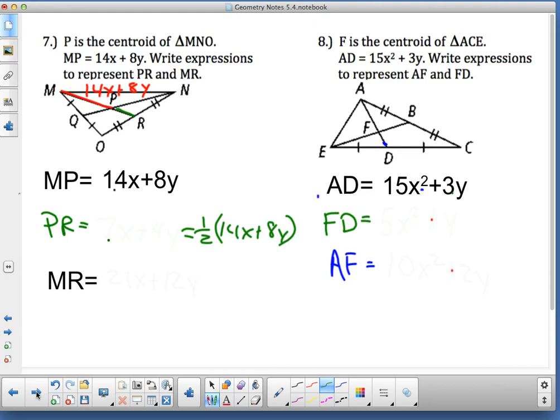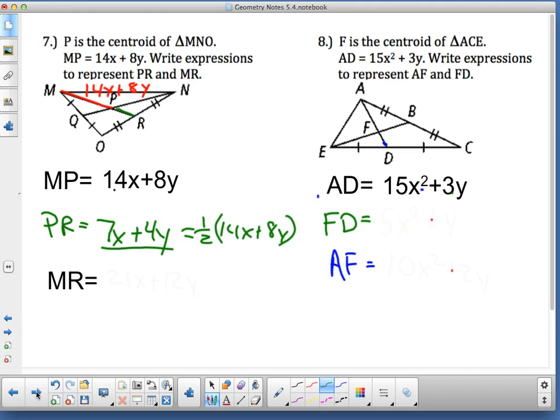That's half because that's 1 share. MP is 2 shares. So half of 14, 7x. Half of 8, got 4y. Done. Got my half. You okay with what I did?